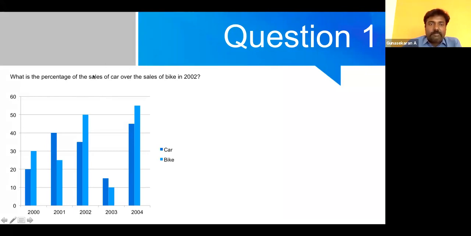What is the percentage of sales of car over the sales of bike? In percentage, finding the base is more important. Percentage of car over sales of bike. Here, what is 100%? In 2002, bike sales is 100%. Car sales is how much?